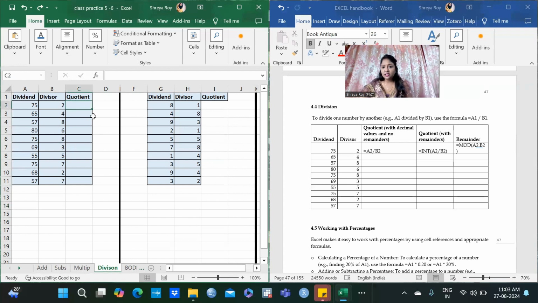So let's learn the easier method first, in which you will get the decimal. Is equal to, 75, A2, select the cell, use the slash, select the divisor and enter. So you got 37.5. Okay, very good. Repeating, is equal to, select the dividend, divide it with the divisor, and you will get your decimal valued answer or the quotient.